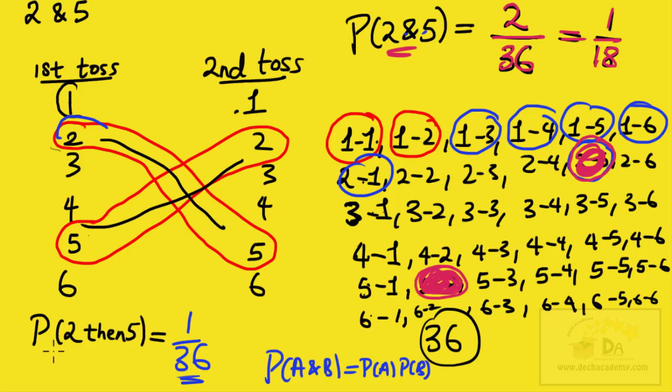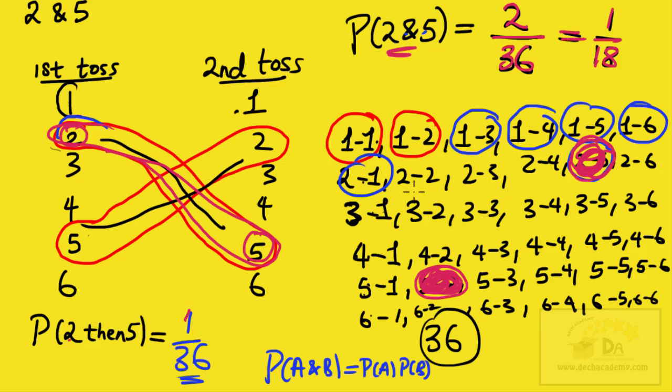As opposed to the probability of getting a 2 then a 5. There's only one way of getting 2 then a 5, which was this case here where you get a 2 in the first toss, then a 5 in the second toss, which is what I showed here as one outcome, but it's easier to see when you write it out this way. So which is why it's 1 out of 36.